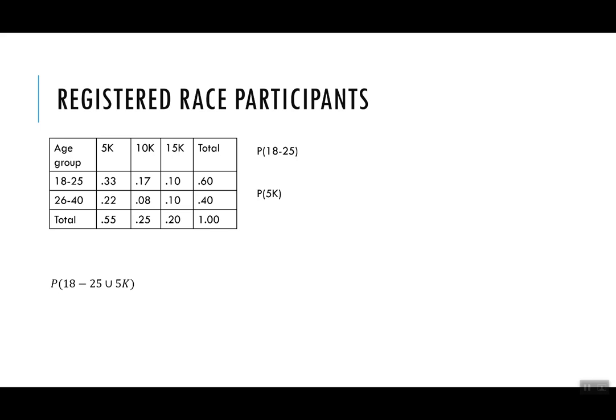The first probability we're going to look at is what's the probability that a person, if I selected a runner at random, would be 18 to 25. So I'm going to read all the way across, and I can see it's 0.60. Same thing, I want to look at the probability that someone ran the 5K. I look all the way down, and it says 0.55.